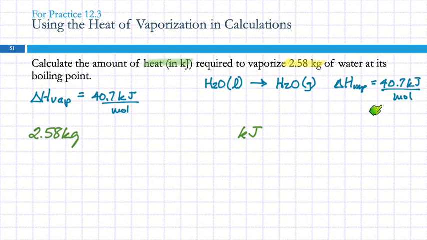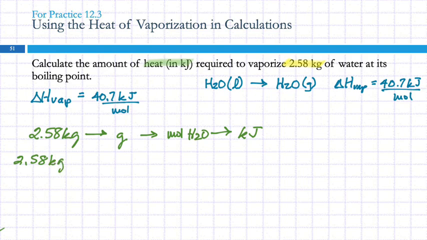Well, the heat of vaporization relates kilojoules to what? Moles. So if we had the moles of water, we could find the kilojoules, right? How can we get from kilograms of water to moles of water? We're going to use the molar mass, and then the molar mass is going to be in grams, so we'll need to convert to grams, right? So we figure that out, and then that tells us what to do.